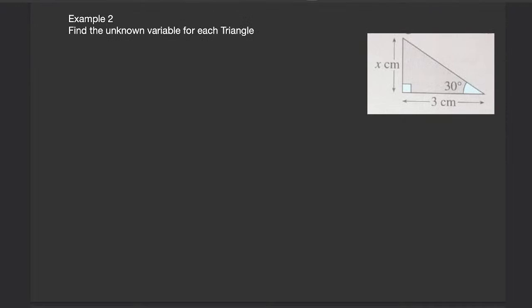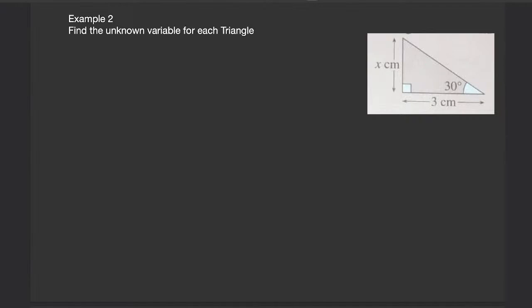Alright, so here we have example 2. Right? So find the unknown variable for each triangle. Now example 2 is broken up into different parts. So this is our first part right here. And we have this, of course, right angle triangle. So our right angle is right here, which tells us that this side is the hypotenuse, and we are not sure of the length of this hypotenuse, right?